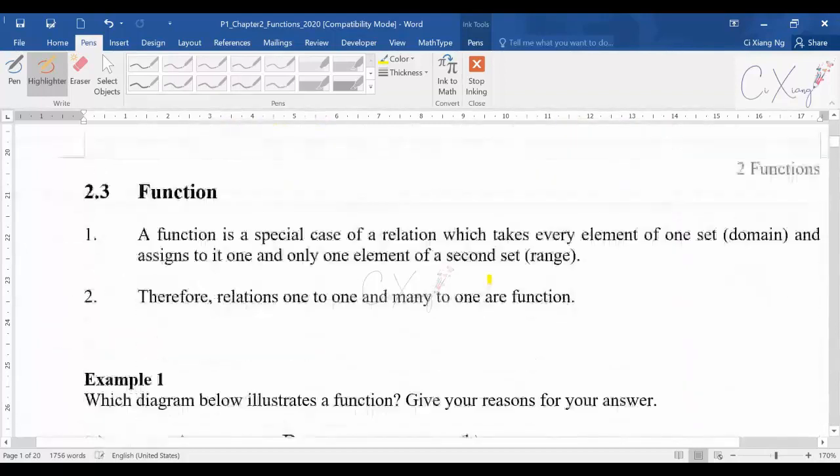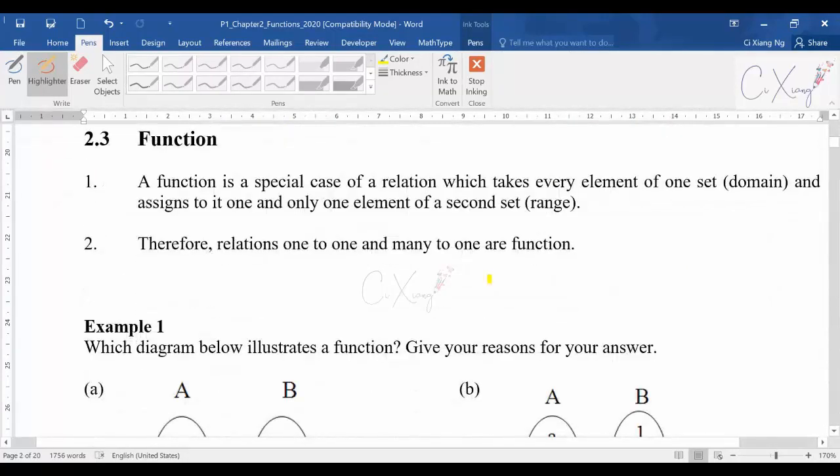Right, so now we talk about function. So what is a function actually? Because our main idea is to learn function, right? For function, it is a special case of relation. So relation has four types, right? Out of the four types of relation, we have special cases, and those special cases we call function.